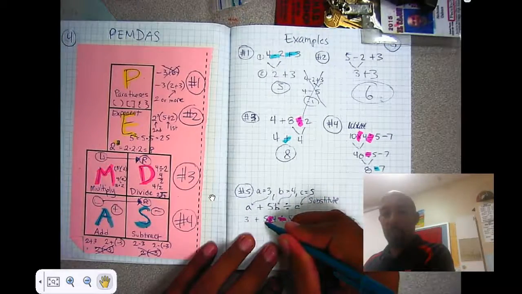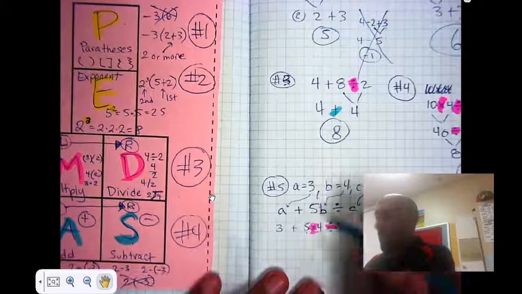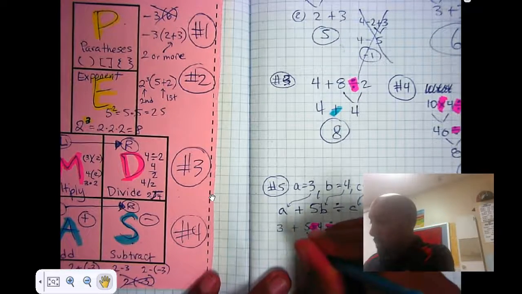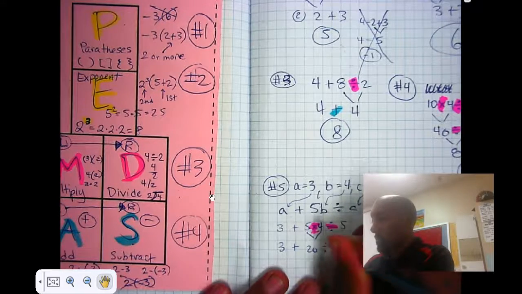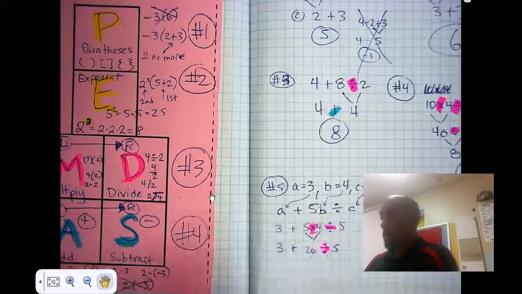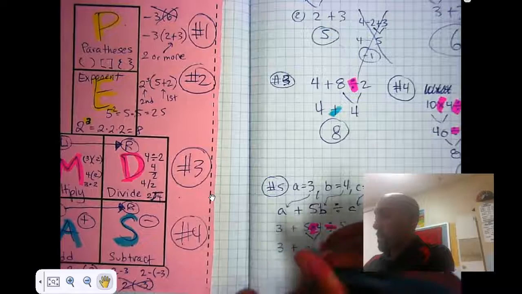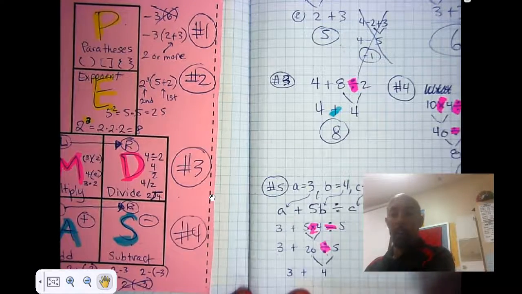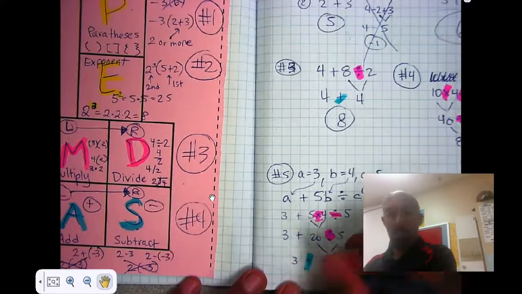So first, going from left to right, let me zoom in a little bit. There we go. We're going to do 5 times 4, 20. Then bring down the other numbers. Now the next one to the right is divide. So now 20 divided by 5 is 4. And then the last one, we have plus. So 3 plus 4, that's going to be 7. Okay, now the next one.